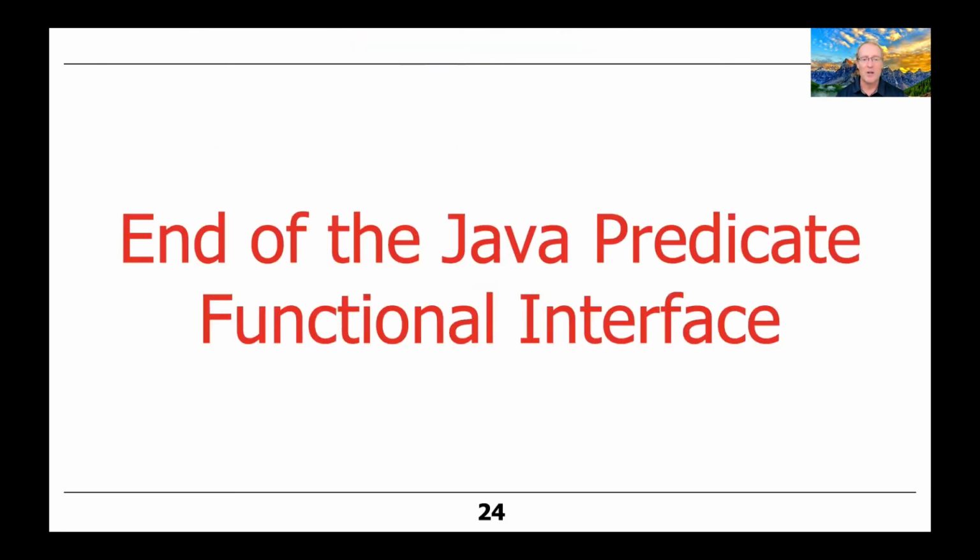So that's the end of our coverage of Java's predicate functional interface. Hopefully you have a better understanding of how it works, and hopefully you enjoy the whimsical example of the three stooges, which are always good for a laugh.